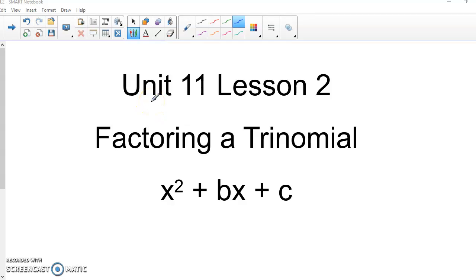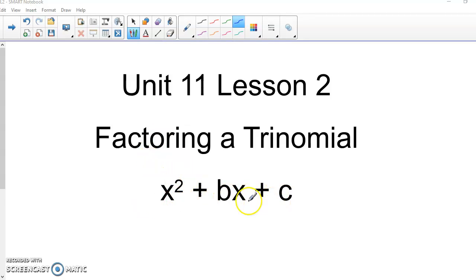Hey guys, alright, we are going to get started with our second lesson for Unit 11. The video that we had last week was on factoring out GCF, so this is actually the real factoring, how to factor a trinomial. You'll hear this word a lot when you're dealing with quadratics. Remember, quadratic means the highest exponent is a 2.